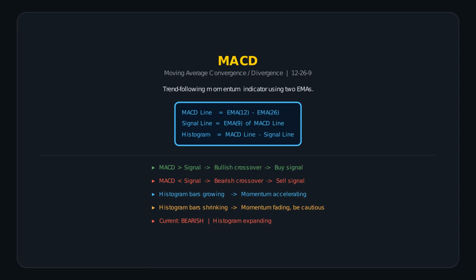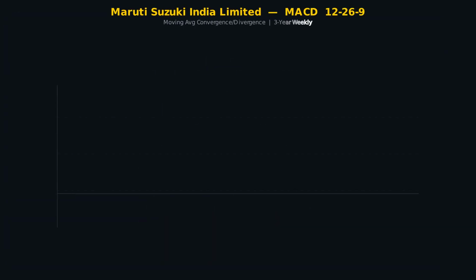When bars are growing, momentum is accelerating. When bars are shrinking, momentum is fading. Crossover points often mark major turning points in the trend. Here is the MACD chart for Maruti Suzuki India Limited.